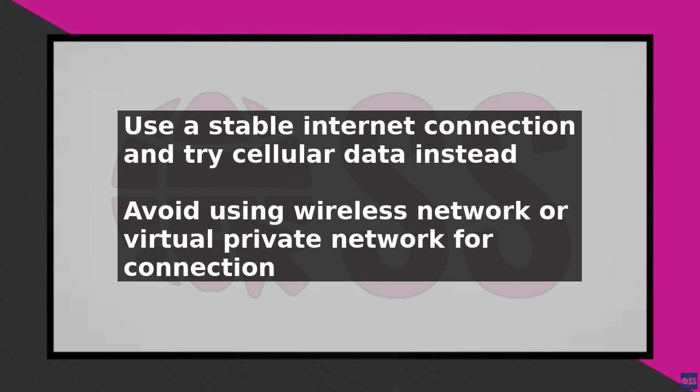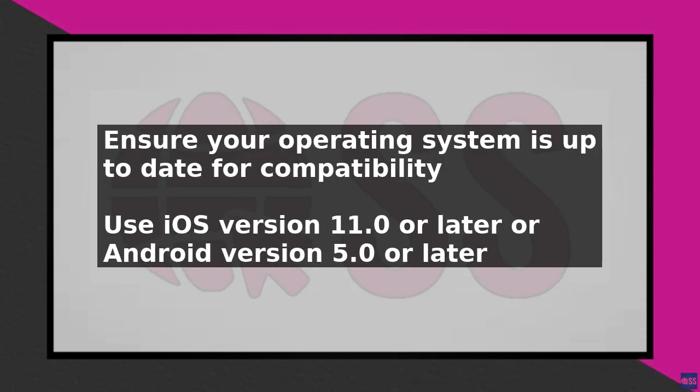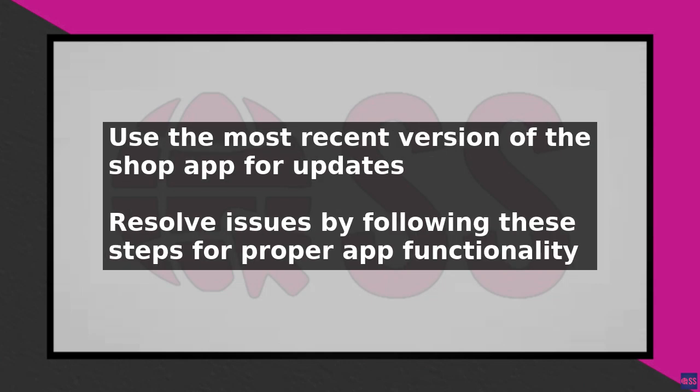So try using your cellular data instead of a wireless network or virtual private network. Additionally, ensure your operating system is up to date, as outdated software can cause issues. The Shop app is available on iOS versions 11.0 or later, and for Android, version 5.0 or later. For smartphones and supported tablets, it's also important to use the most recent version of the Shop app. By following these steps, you should be able to resolve any issues with the Shop app not working.